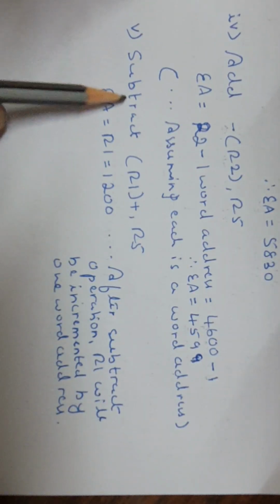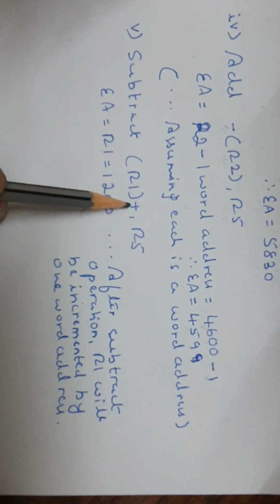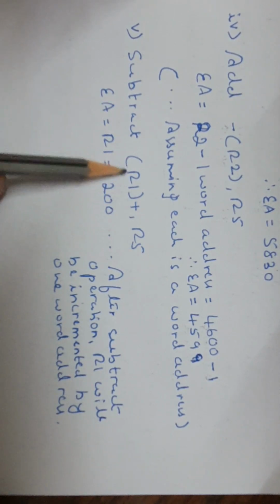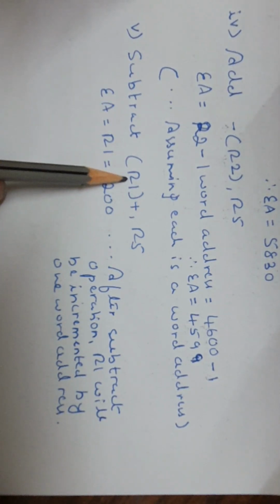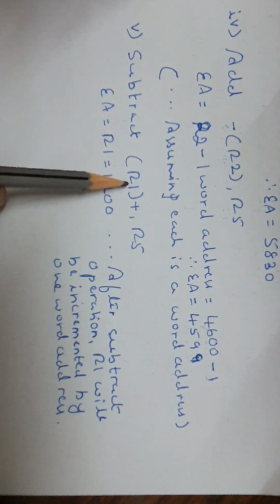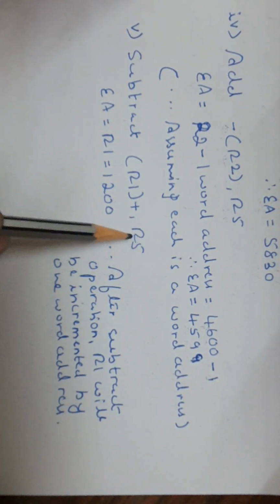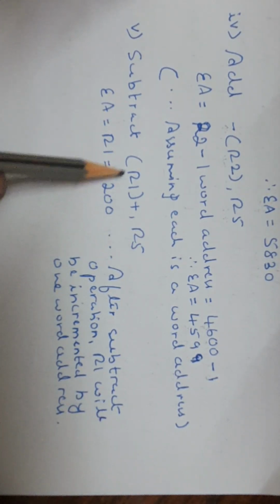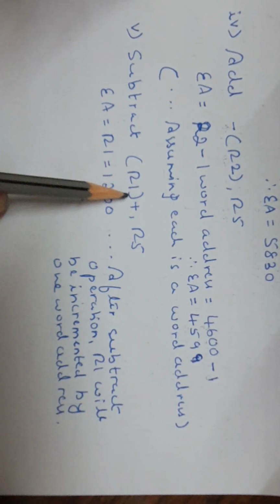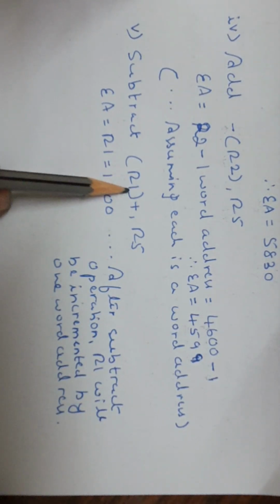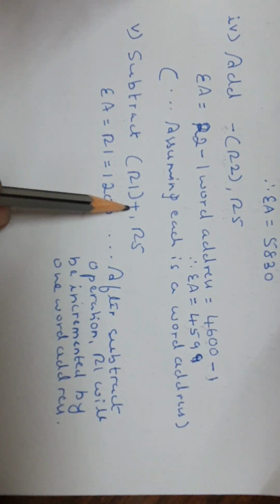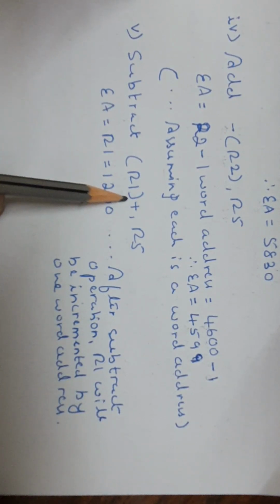Then fifth instruction is subtract R1 plus R5. In bracket R1 means this is address. Subtract means this minus this, result is kept in R5. This means bracket is there, that is memory address. R1 given is 1200. So this plus indicates that is post increment. So this instruction belongs to post increment kind of addressing mode.